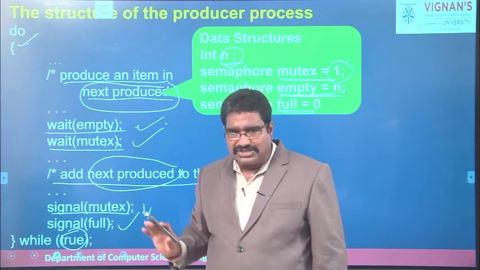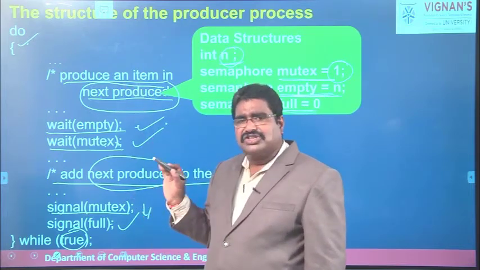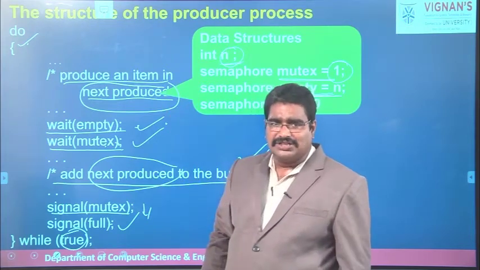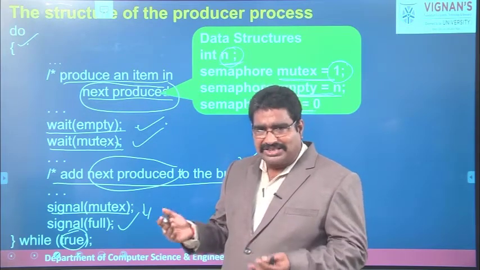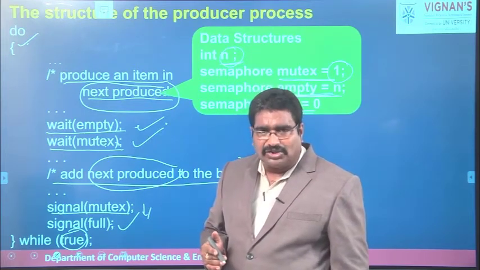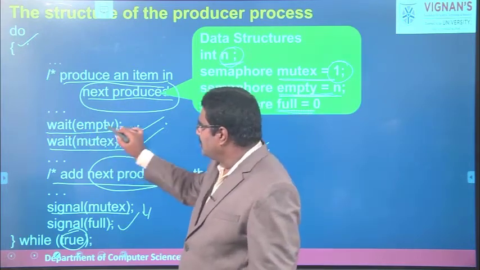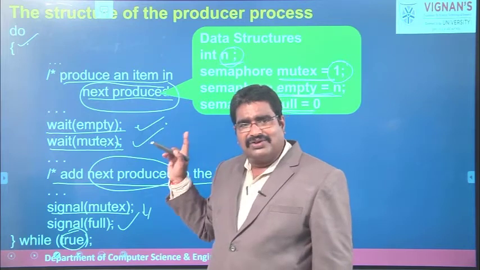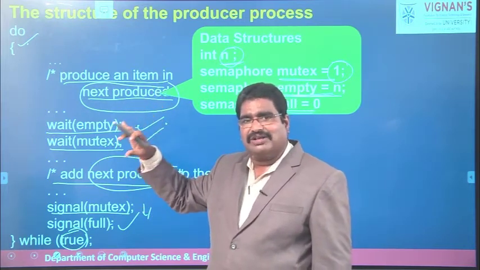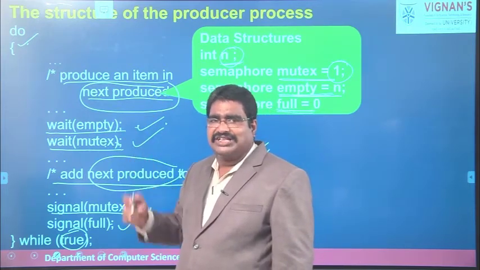In the producer process, the first task is that the producer needs to produce an item. We are assuming that the produced item name is next produced. Once the item is produced, it needs to place the item into the buffer. The producer is allowed to place the item into the buffer if free space is available. For the verification purpose, we are using the wait empty. We already know that empty is a counting semaphore. Its initial value is the number of free slots available, and every time the producer places an item, the empty value is decreased by 1.